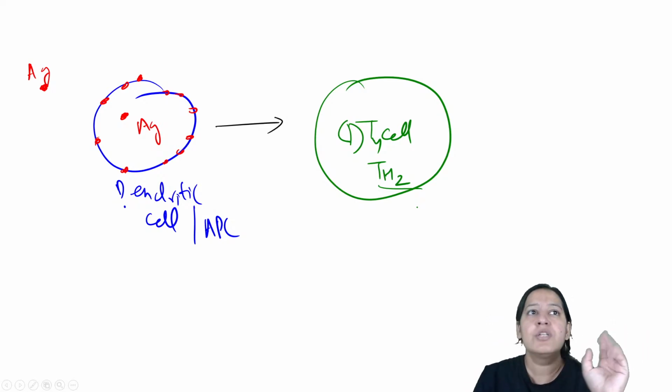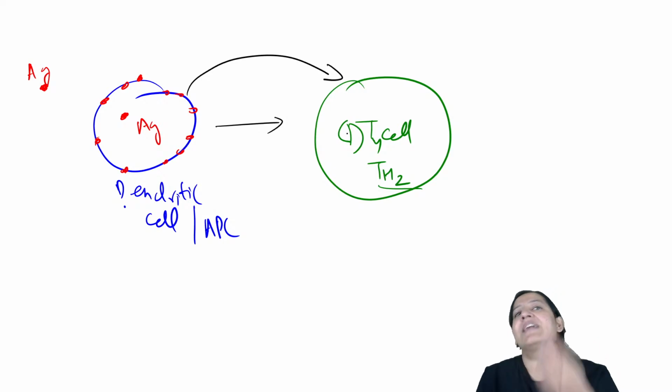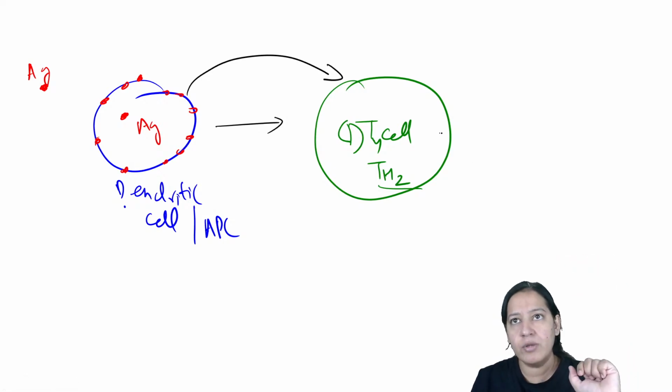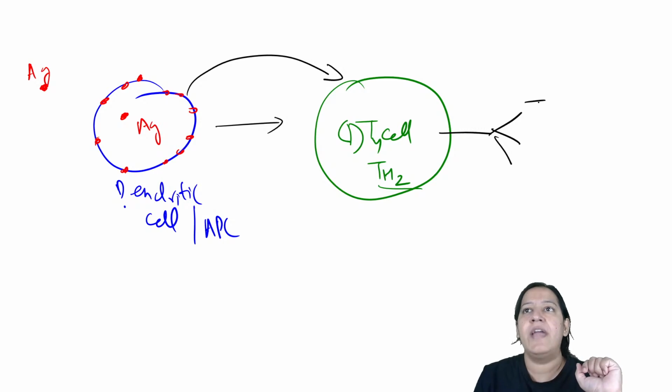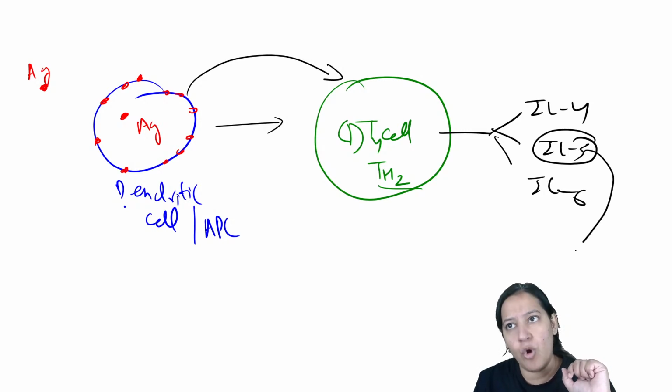So it is TH2. This cell will present the antigen to this cell, so it will get stimulated. On stimulation, it will secrete 3 things: interleukin 4, interleukin 5 and interleukin 6. Out of these, interleukin 5 will go to the B lymphocyte.